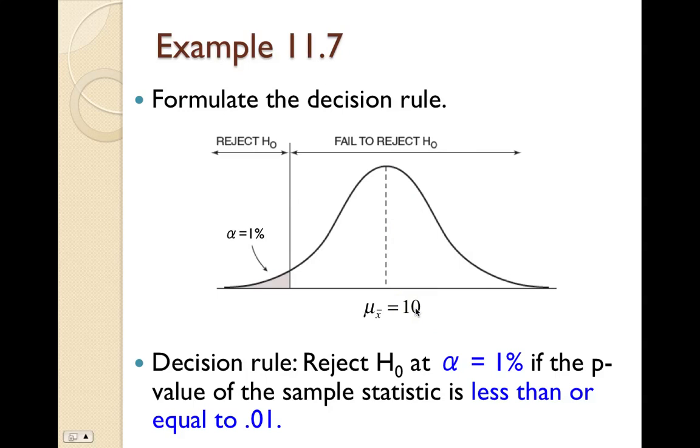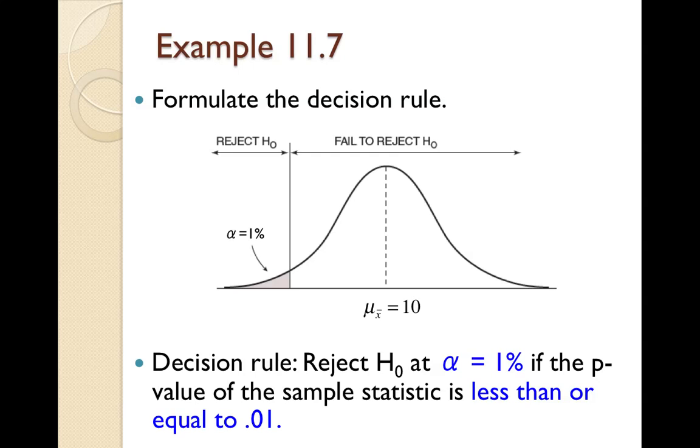We're going to reject H0 at alpha equal 1% if the p-value of the sample statistic is less than or equal to 0.01. So your decision rule is always an attempt to compare your p-value to alpha. You always want your p-value to be smaller than alpha. That will help you to reject the null hypothesis. Now that doesn't change if your test is on the right or the left. You always want your p-value less than alpha to reject the null hypothesis.